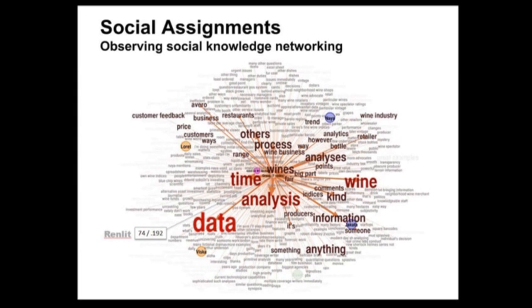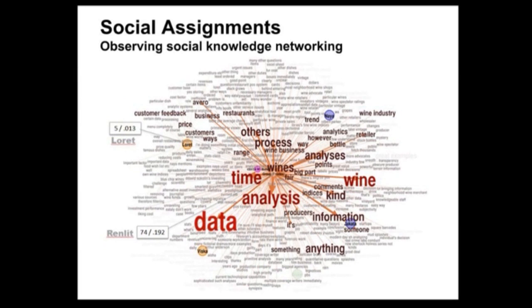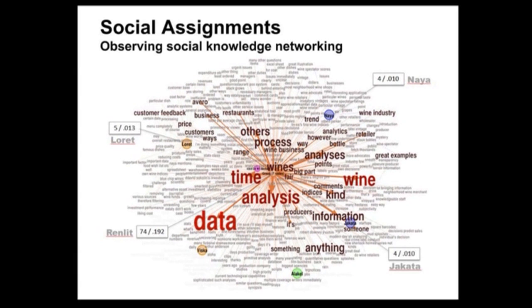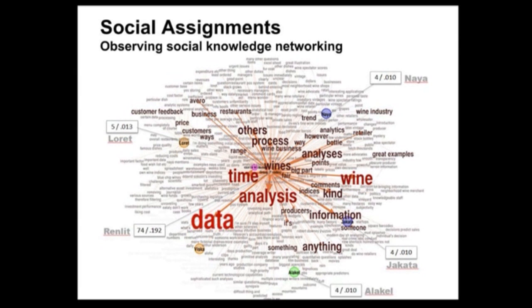Now, look up in the left corner. Another student comes in, Laurette, and Laurette brings to the conversation 5 new topics. Only about 1% of those come from the textbook. Now look in the upper right. Manaya comes in. She introduces 4 topics. Again, 1% of which come from the textbook. And then Chakata comes in down at the bottom, and Alaket comes down again.